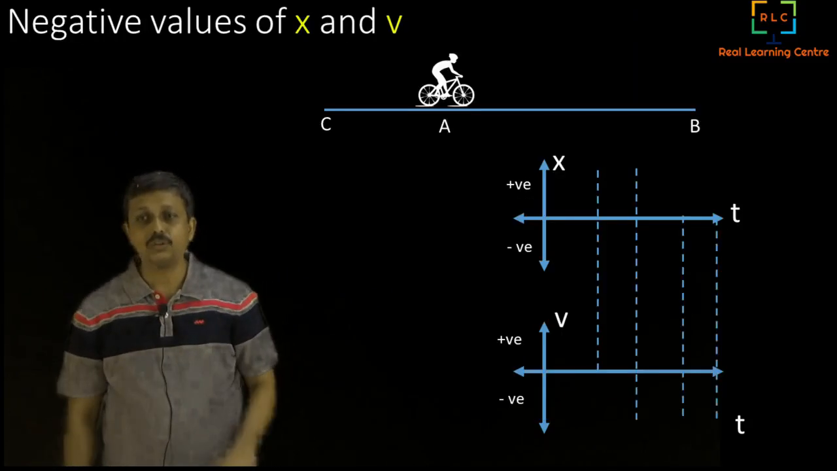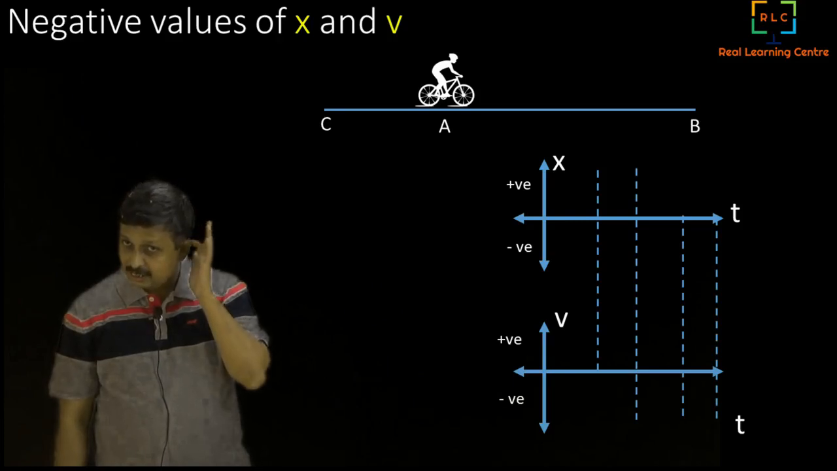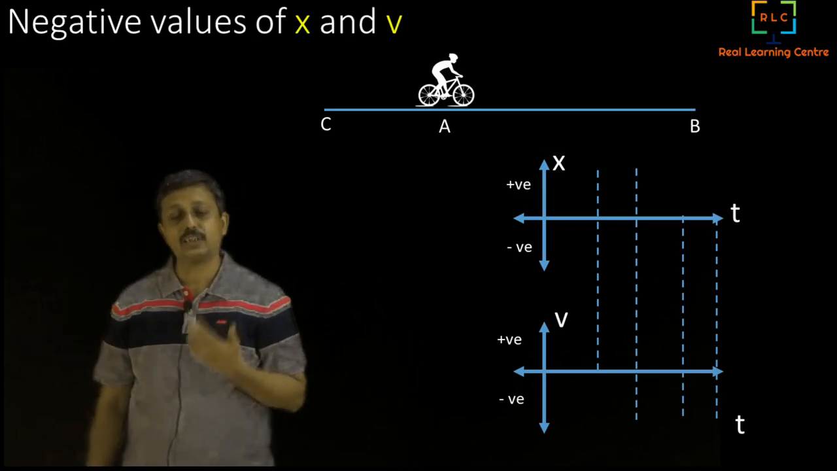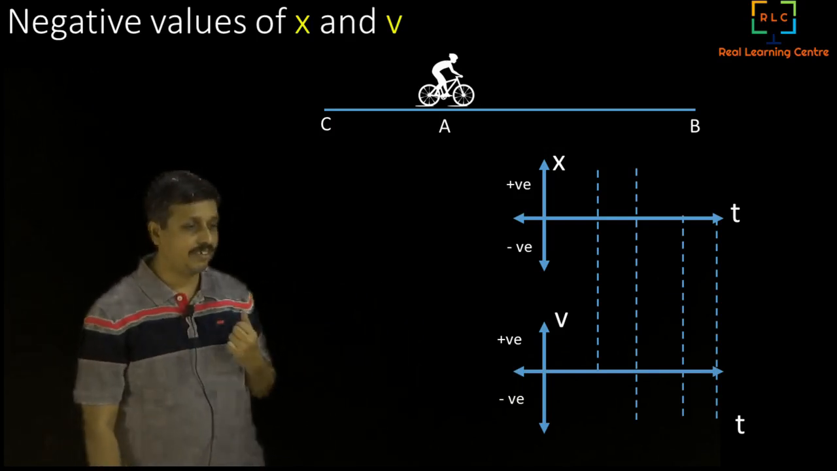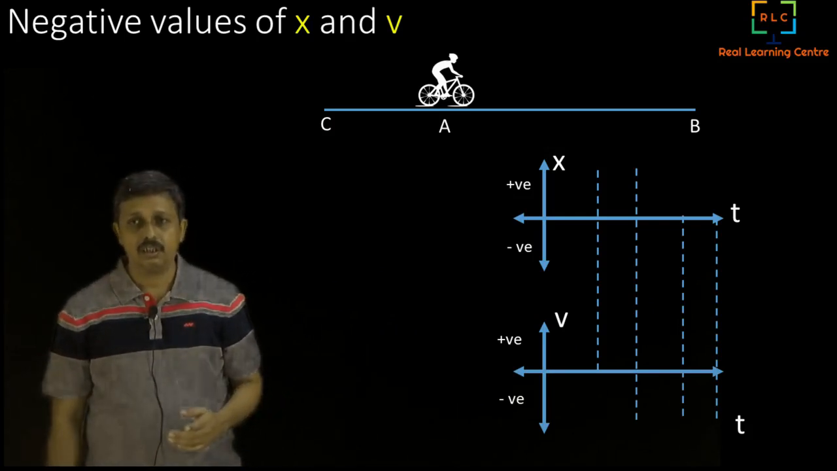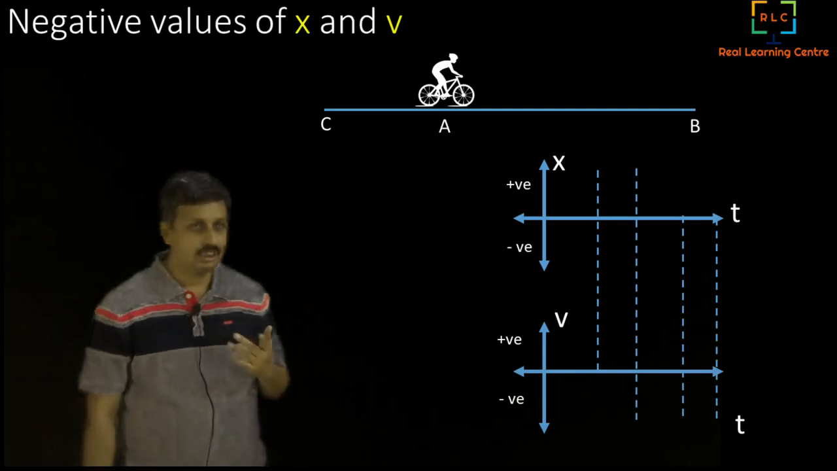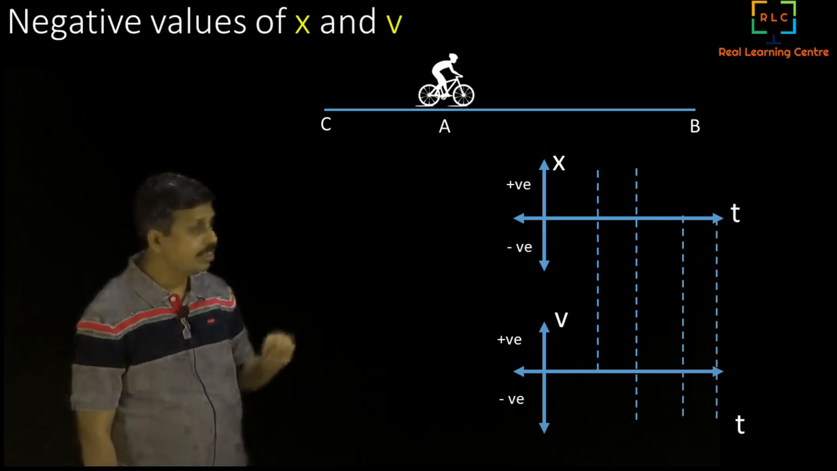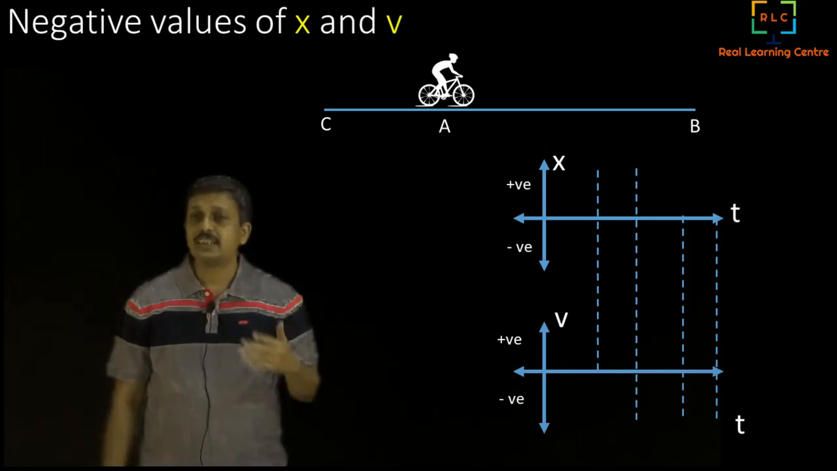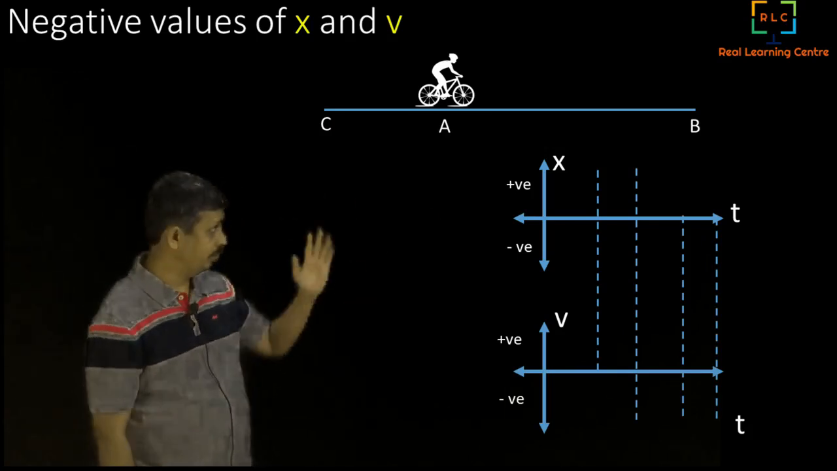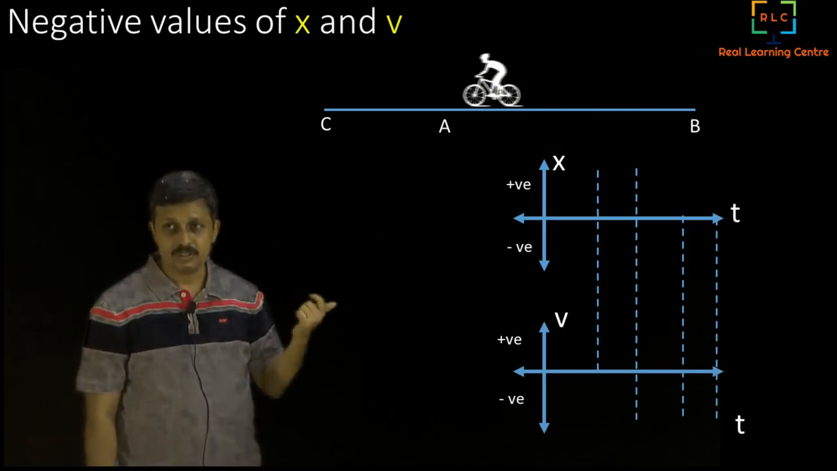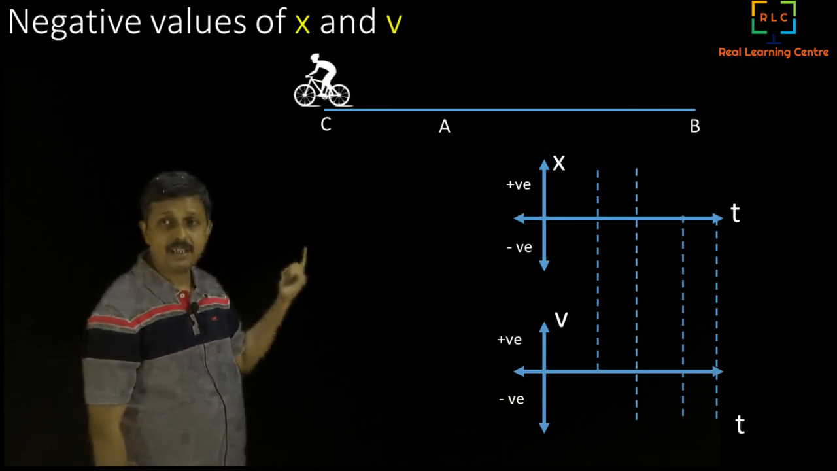So now let's move forward and understand a little more of these values of x and v and their slopes. When they have negative values of x and v, what do they mean? I am going to take a very simple scenario. A cyclist standing at A is going to go from A to B and come back to C with a constant velocity. Let's see what he will do. He will go from A and travel up to B, turn around for a small duration of time, and then come back to C.